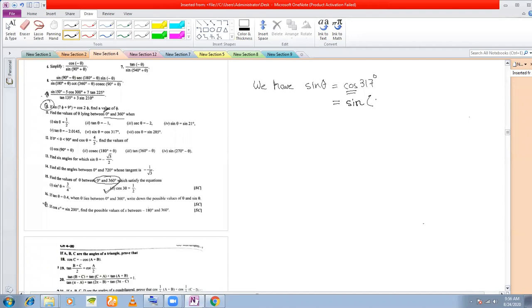Now remember, whatever we are going to write here has to be an odd multiple of 90 degree, because then only sine can be changed to cos. So bear that in mind. Also, what you must bear in mind is that this 317 degree is a positive angle, right? That means the sine has to be positive. In whatever quadrant you are taking this angle, this sine has to be positive in that quadrant.